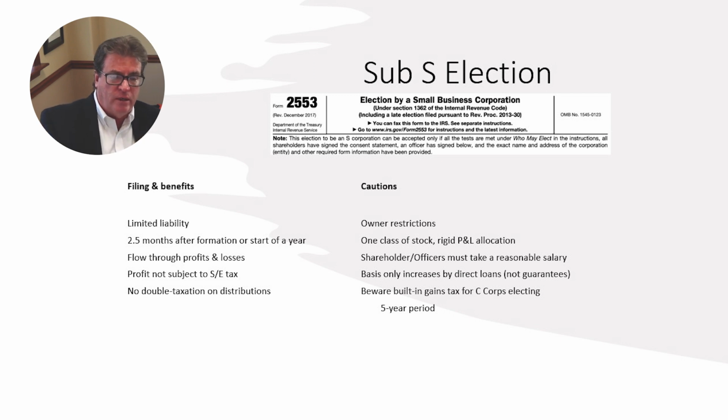It's a flow-through entity, but the profit in this case, the profit that flows through in a K-1, is not subject to self-employment tax. And so that's where the savings opportunity comes in. There are no double taxations on distributions, generally speaking. You pull those out, pull your money out, pull your profits out, you're not going to get taxed again. You're going to pay tax on the difference between revenue and expenses in a given year.